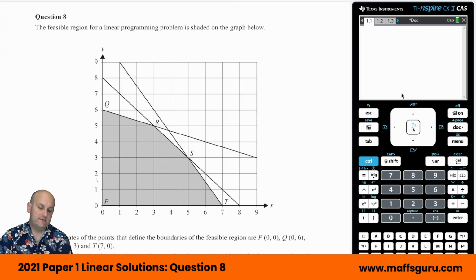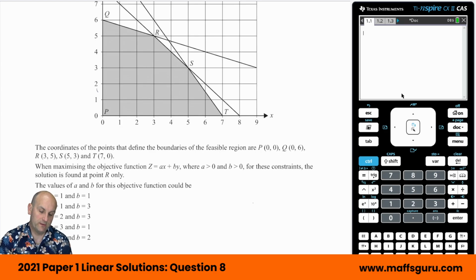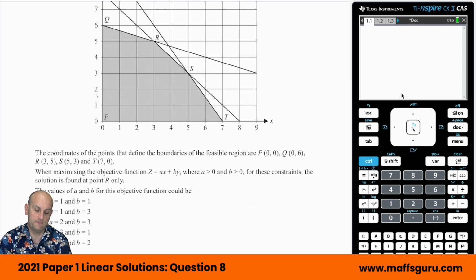Question number 8, the feasible region for a linear programming problem is shaded on the graph below. The coordinates of the points that define the boundaries of the feasible region are P, Q, R, S, and T. We're maximizing the objective function Z equals ax plus by, where a is greater than 0 and b is greater than 0 for these constraints.